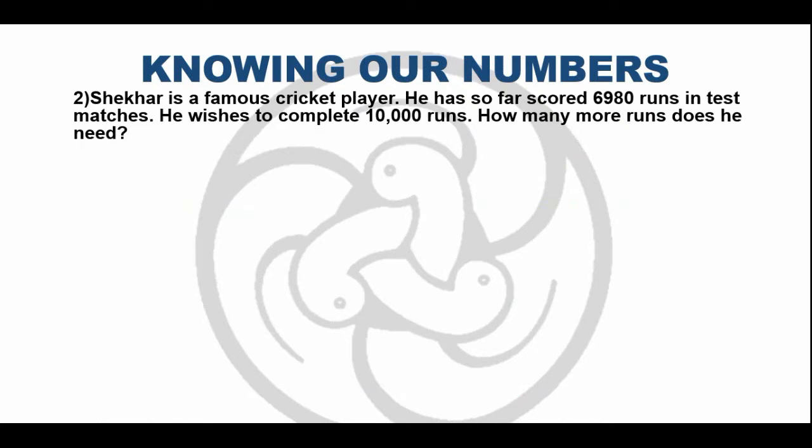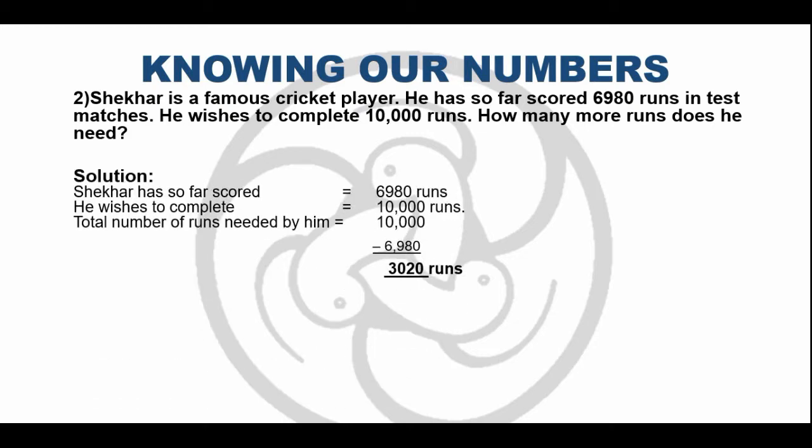So the second question is, Shekhar is a famous cricket player. He has so far scored 6,980 runs in test matches. He wishes to complete 10,000 runs. How many more runs does he need? So there is one cricket player, his name is Shekhar. He would like to score 10,000 runs, but so far he has scored 6,980 runs. So how many runs does he need to complete 10,000 runs? That means you have to find the difference between these two runs. That means you have to subtract them.